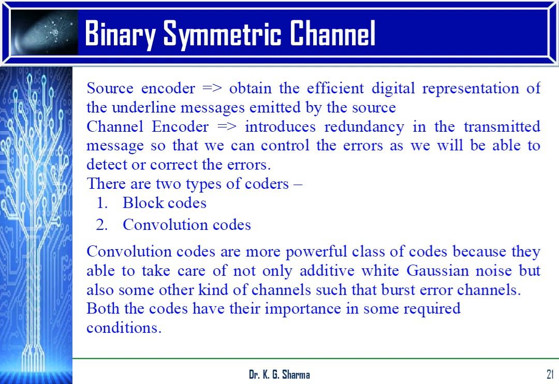Convolutional codes are more powerful class of codes because these codes are able to take care of not only AWGN channel, that is additive white Gaussian noise channel, but also they can take care of other channels like burst error channel.